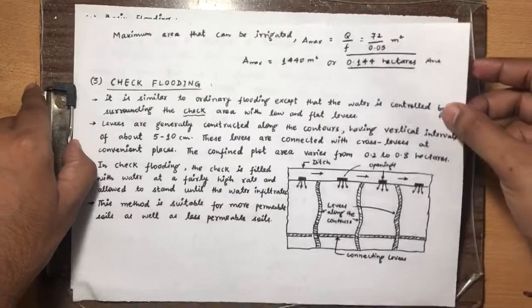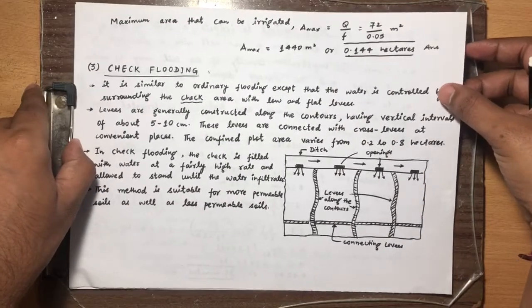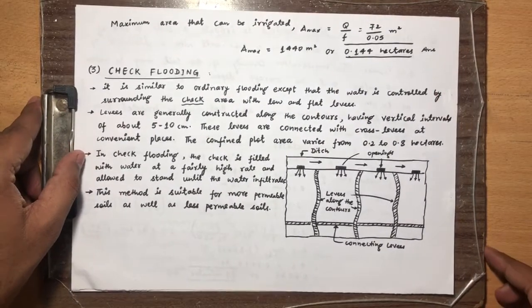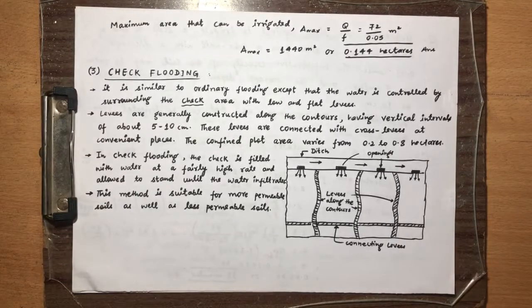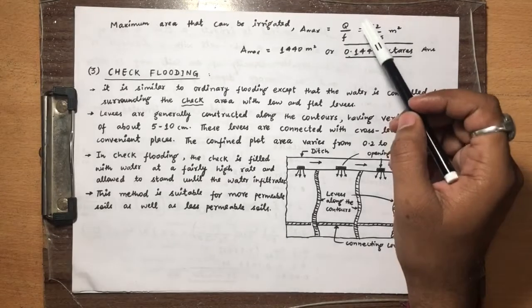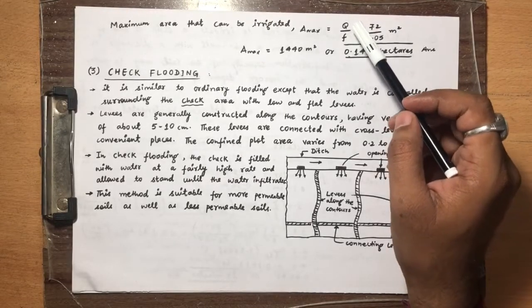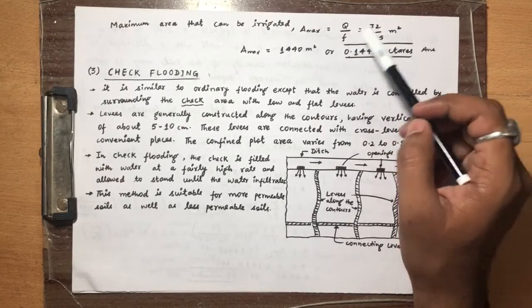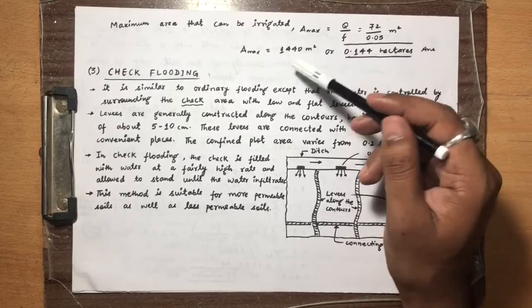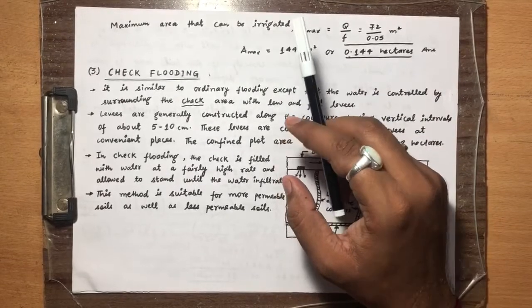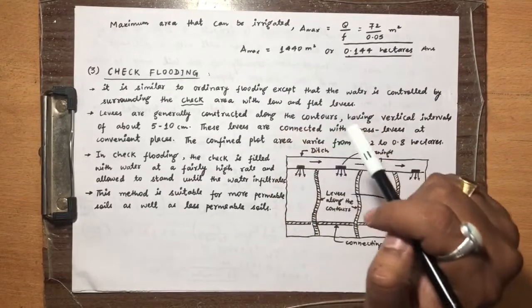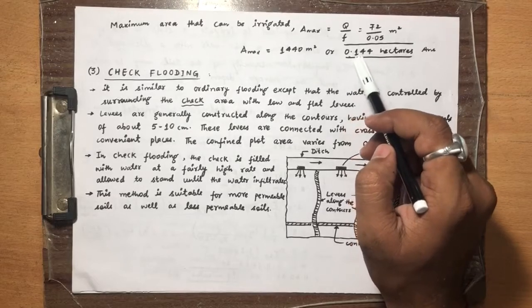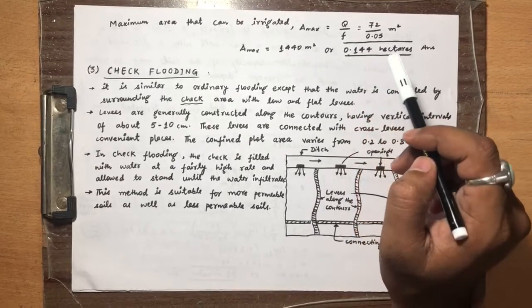And after that, we had to calculate the maximum area. The maximum area that can be irrigated with the discharge Q from this tube well can be Q by F. So Q is 72, F is 0.05. If you just calculate, this is coming out to be 1440 meter square or 0.144 hectares.